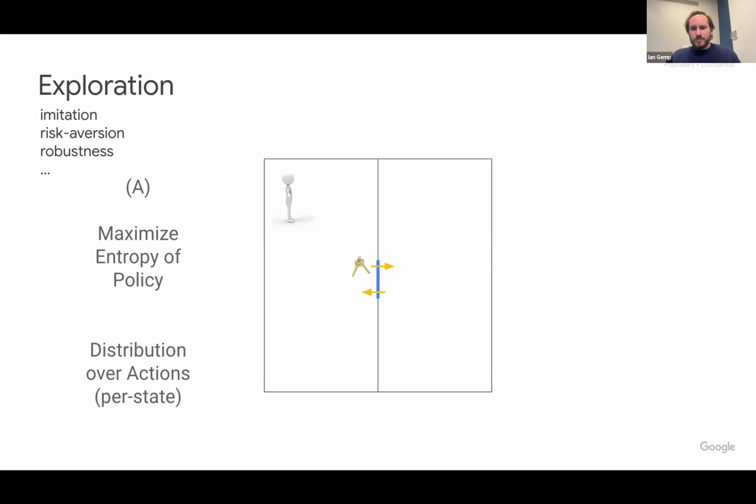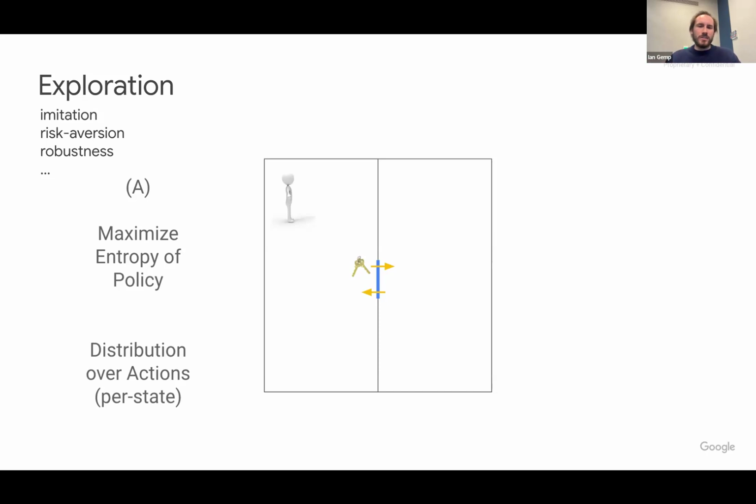So that means we're going to try to maximize the entropy of the distribution over actions of our policy in every state. Take this environment where you have a person in the left room. They need to go to the door in the middle of the room and use a key to open the door and get to the other side. They actually don't need the key to get back if they want to get back. So this is like a one-way kind of door.